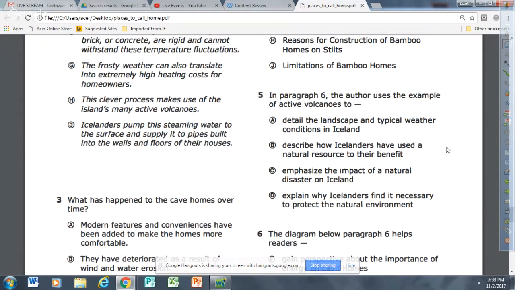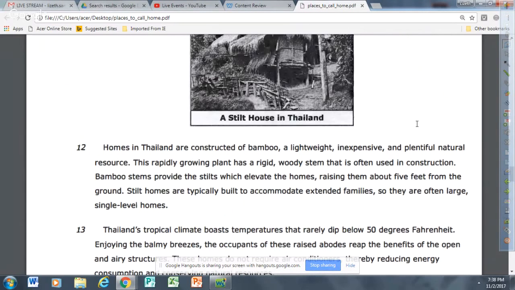Sally. Okay, so let's look at paragraph 6. Why did they talk about the example of active volcanoes in paragraph 6? So let's go back to paragraph 6.